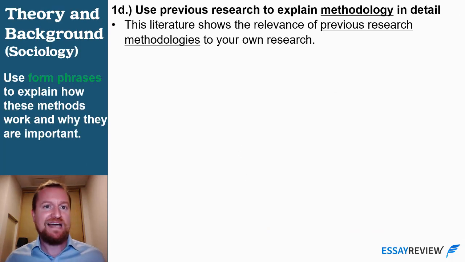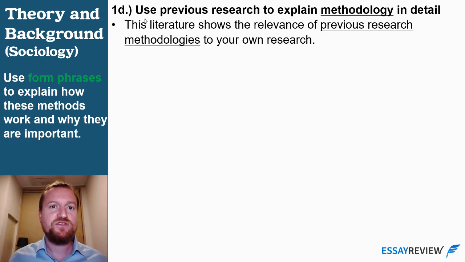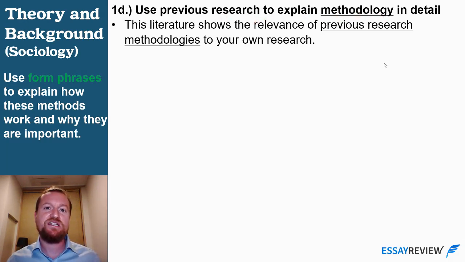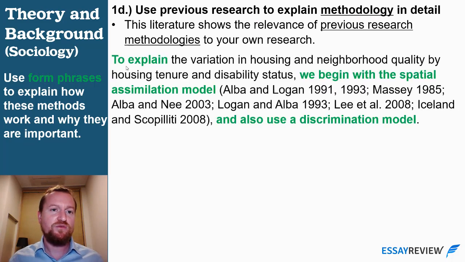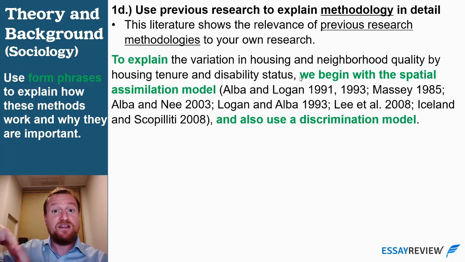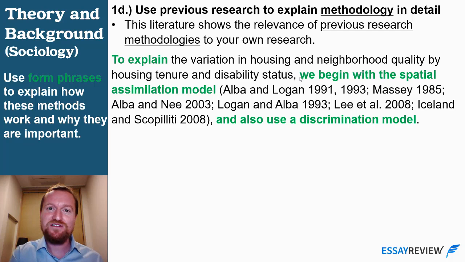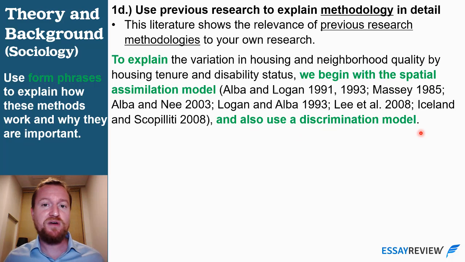Next in the introduction, or last, I should say, you're going to use the previous research to explain methodology in detail. So again, we'll just have some form phrases, and we have a lot to go through, so we'll go through these quickly. To explain the variation in housing, we begin with the spatial assimilation model. So you're actually telling the reader what you're doing. You're not just saying, this is the assimilation model. You're saying, in order to examine this aspect of our study, we're going to use this method. So you're being very explicit and clear. And also, we will use a discrimination model.